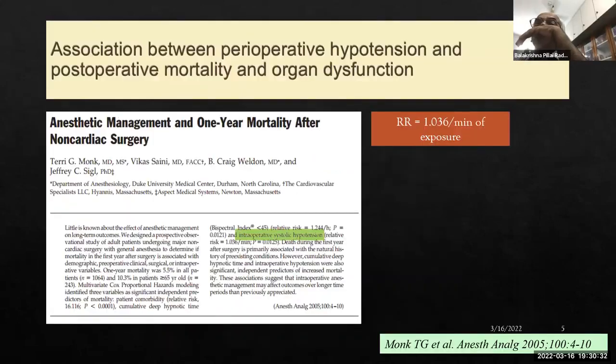Monk and colleagues were some of the first authors to actually demonstrate an association between perioperative hypertension and postoperative mortality. This, of course, was intraoperative systolic hypertension that they were talking about, which was defined as a decline in systolic blood pressure below 80 millimeters of mercury, but the signals of harm in their study with respect to one-year mortality was extremely palpable with a relative risk of 1.036 per minute of exposure.